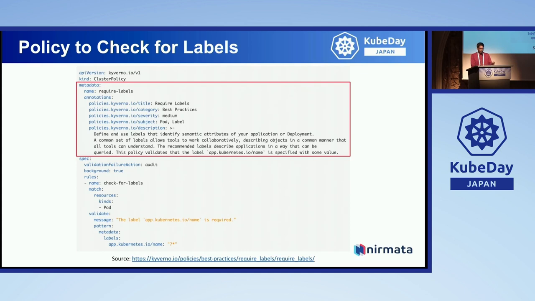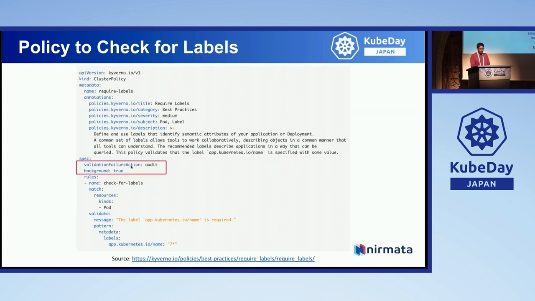Next, we have the metadata. You can see a lot of different annotations here. These are not at all required if you just want to try out Kyverno for the first time. These just provide you with additional information about that specific policy. For example, you can categorize what this specific policy is related to. In this case, it's a best practices policy from the Kyverno website itself. We can also provide a description if that's needed.